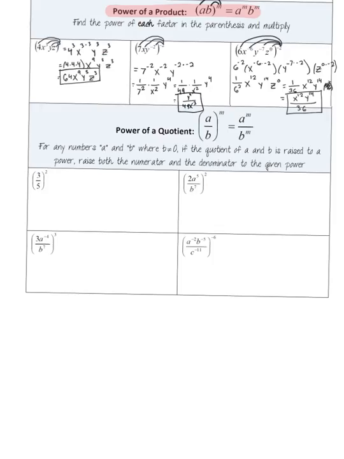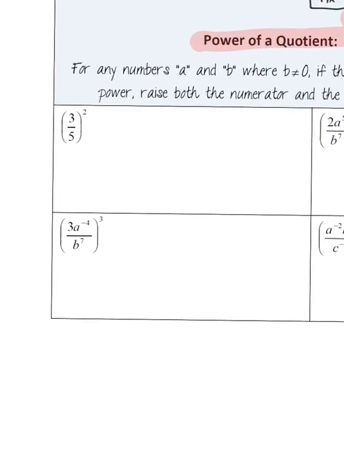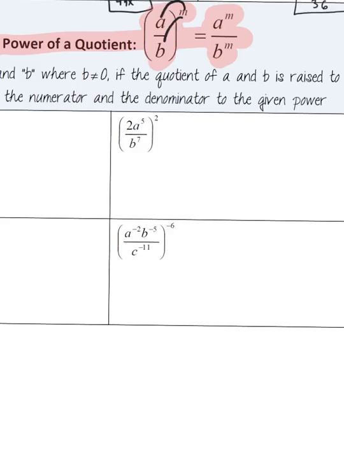Okay, let's look at power of a quotient. So that means that what's inside your parentheses is being divided. That exponent is going to be applied to the top and the bottom of your fraction. Let's look at this one. So this is going to be 3 to the 2nd power over 5 to the 2nd power. 3 squared is 9, and 5 squared is 25. If you can reduce that fraction, you should. In this case, I can't reduce it, so I'm just going to leave this as my final answer.